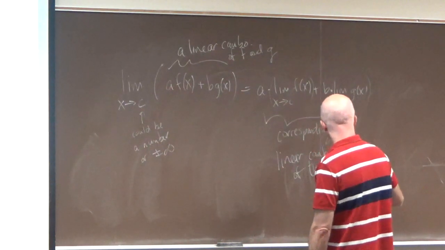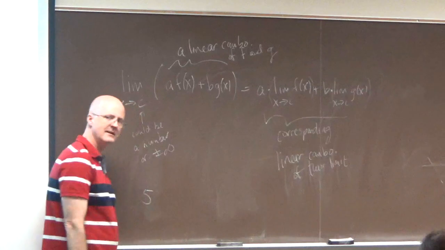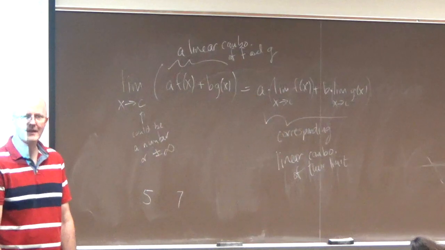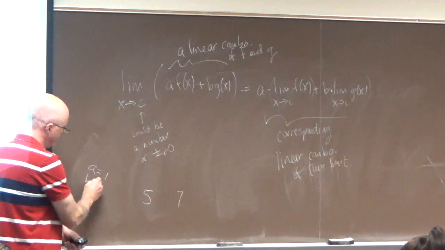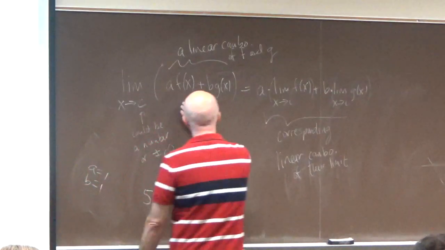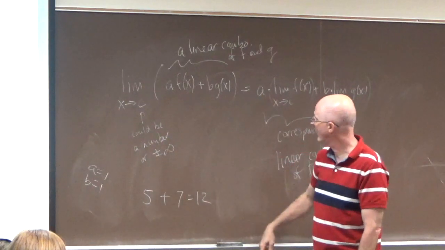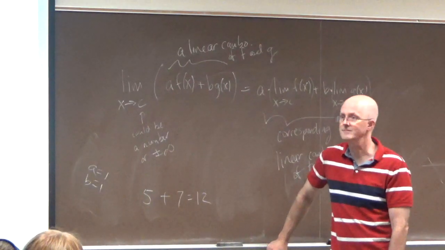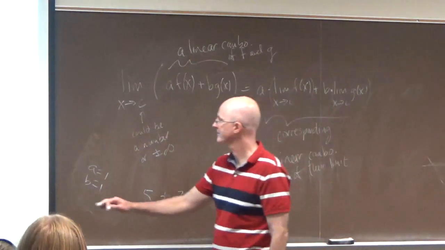I hope it makes intuitive sense. If f of x is approaching, for example, 5, and g of x is approaching 7 as x approaches c, it should make sense that this function, where, say, a and b are both 1, would approach 5 plus 7. If the outputs of f are getting closer and closer to 5, and the outputs of g are getting closer and closer to 7, and a and b are both 1, then f plus g should get closer and closer to 12.